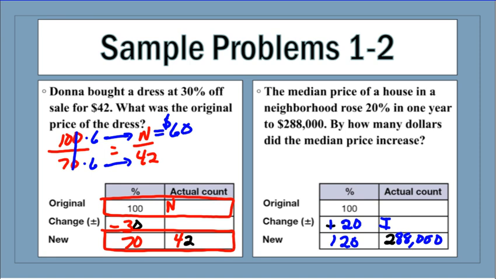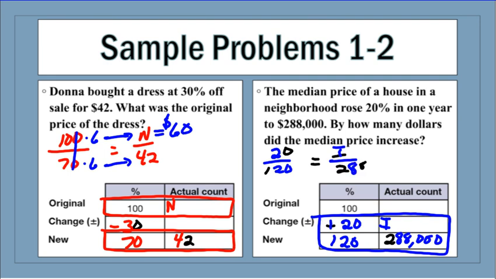So I'm going to use the bottom boxes. So I have 20 over 120, the same as I over 288,000. And again, I can simplify. Dividing by 20 here would give me 1, and 120 divided by 20 would give me 6. So now I have 1 is to 6 as I is to 288,000.